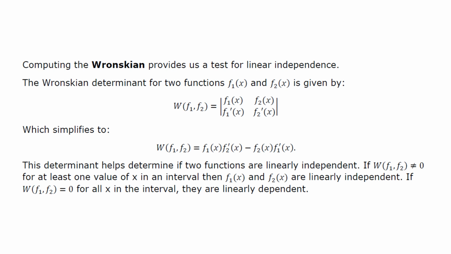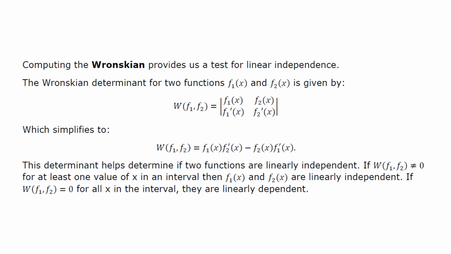So this determinant helps determine if 2 functions are linear independent. So if when we find the difference between these 2 terms does not equal 0 for at least one value of x in the interval, then we know f of 1 and f of 2 are linear independent. But if it does equal 0 for all x in the interval, then they are linear dependent.